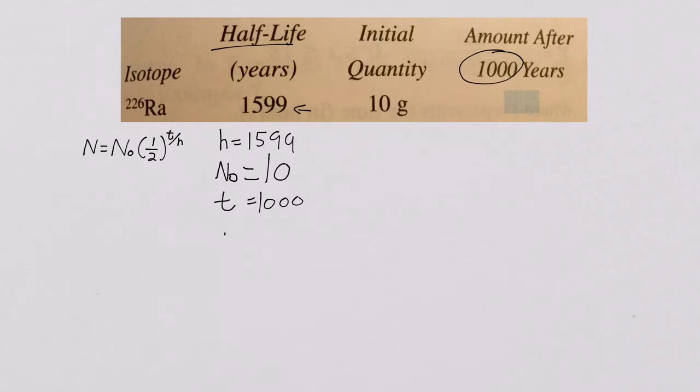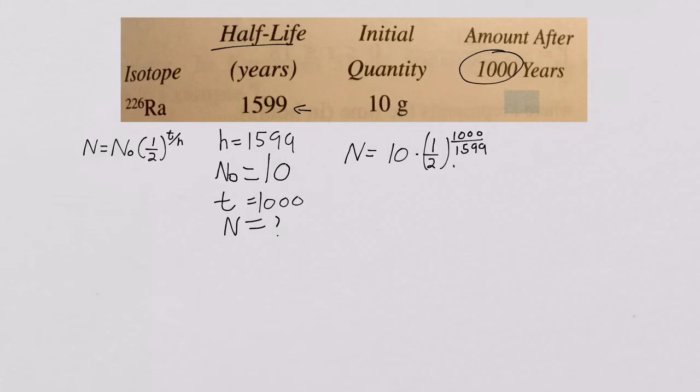And the amount after 1,000 years is going to be n. So we're solving for n. So let's make our equation over here. It's going to be n equals N0, which we already solved to be 10, multiplied by 1/2 all to the time, which we found to be 1,000, divided by our half-life, which is 1599.